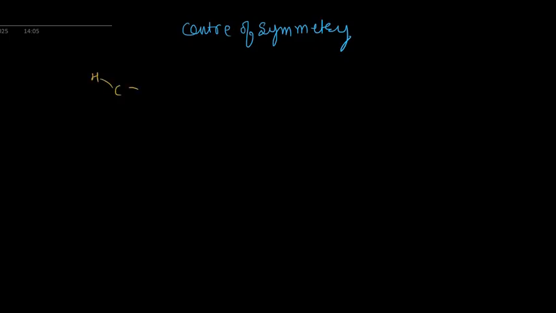Like we have hydrogen, we have chlorine, carbon double bond carbon, then we have hydrogen, then we have a chlorine over here, then we have hydrogen over here. But instead of this hydrogen, let's draw the chlorine. Chlorine. So there is a center, a point through which if we draw any line passing through this center, it has the same element before and after that center.